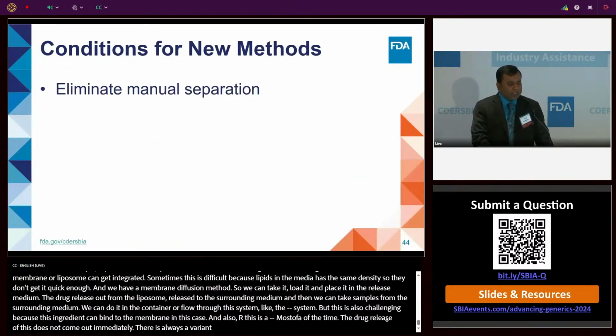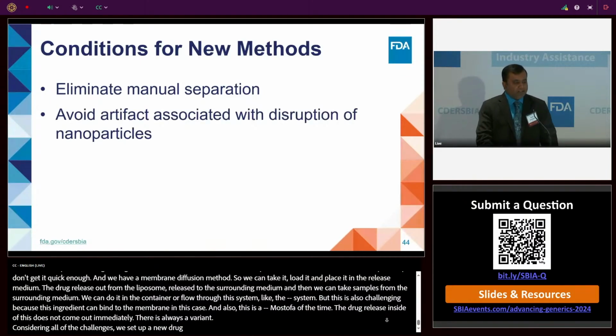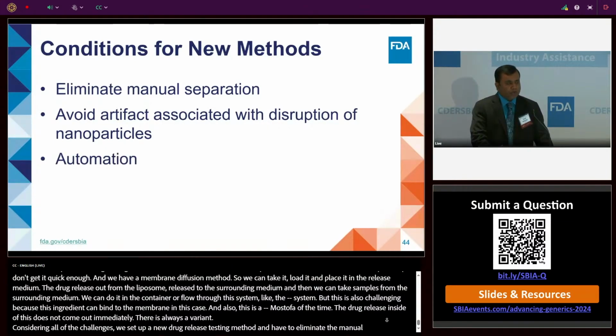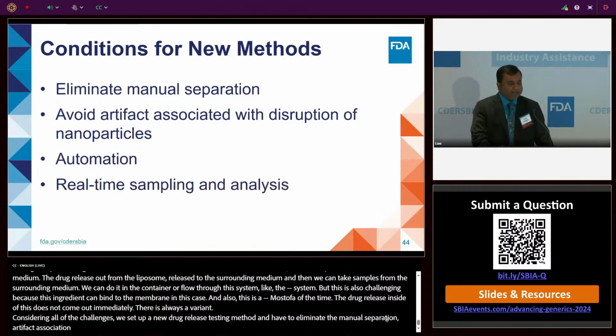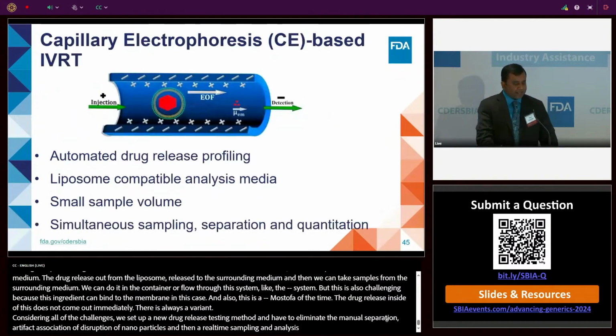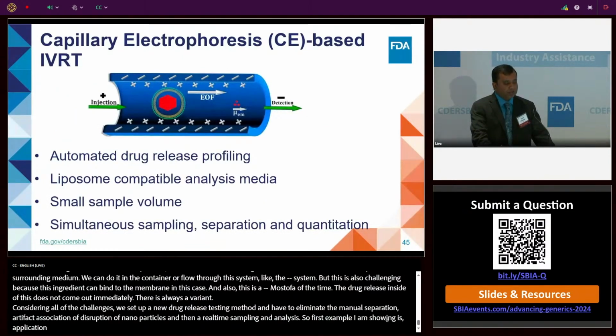With considering all the above challenges, we set up the condition to develop new drug release testing method. We need to eliminate manual separation, avoid artifact associated with disruption of nanoparticles, and we need to do it in an automated way with real-time sampling and analysis, because even after we take the sample, active pharmaceutical ingredient keeps releasing, so we cannot store the samples. So the first example I'm showing is application of capillary electrophoresis to do automated drug release testing.